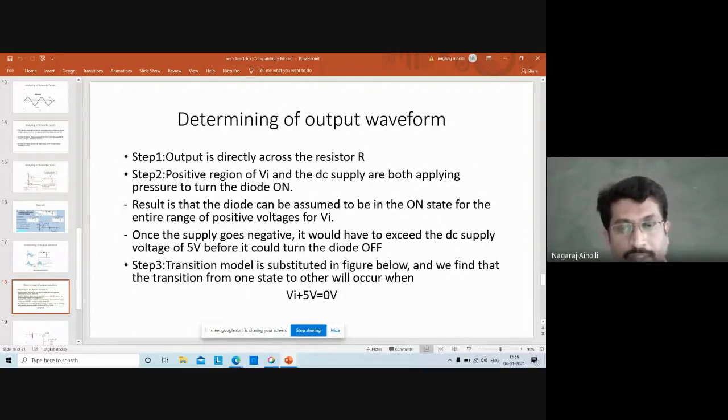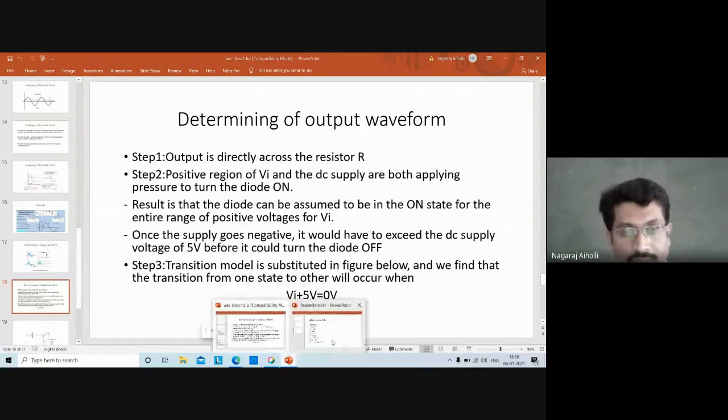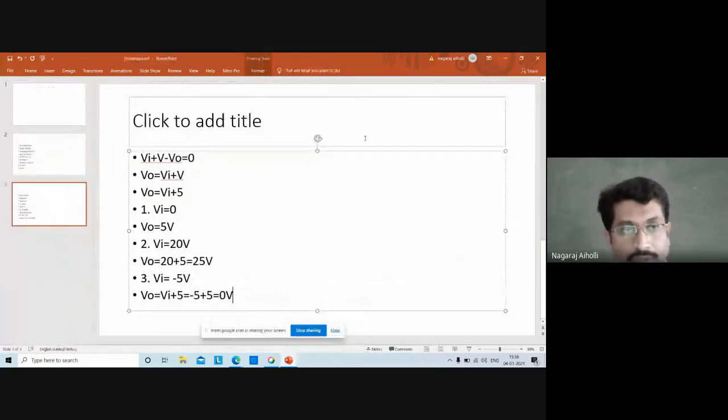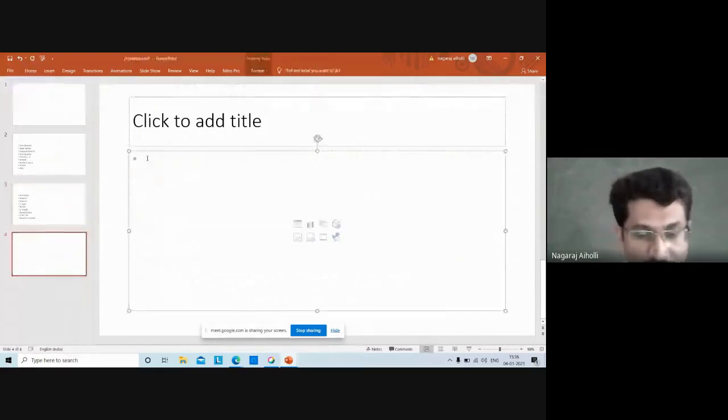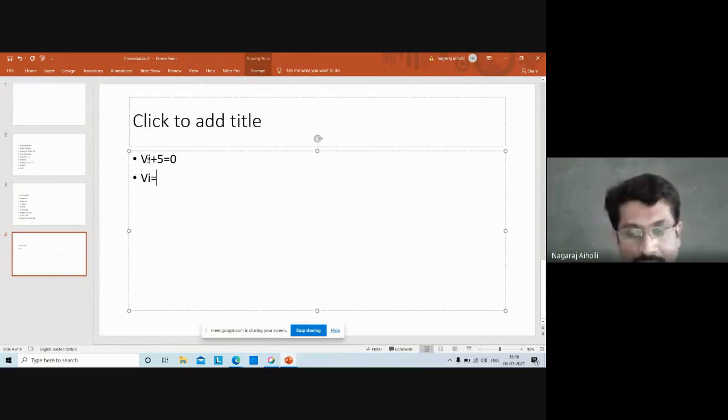Then the transition voltage, how to obtain the transition voltage? V0 is equal to Vi plus 5. If we assume the diode to be ideal, the output voltage is 0. So Vi plus 5 is equal to 0. That time Vi will be equal to minus 5 volts. That means this is the transition voltage. Above minus 5 volts, the diode will be in the on state, and below minus 5 volts, the diode will be in the off state.